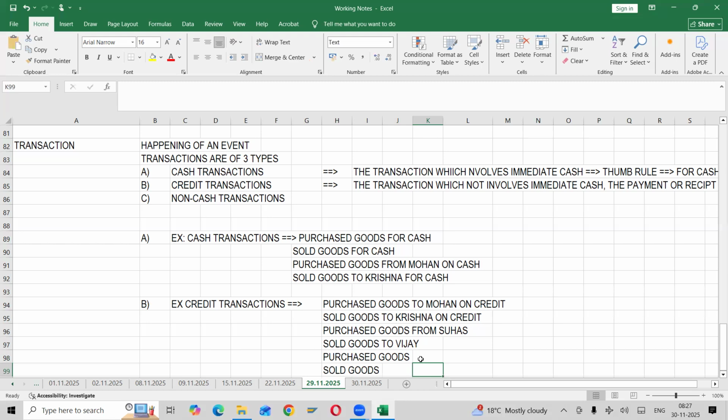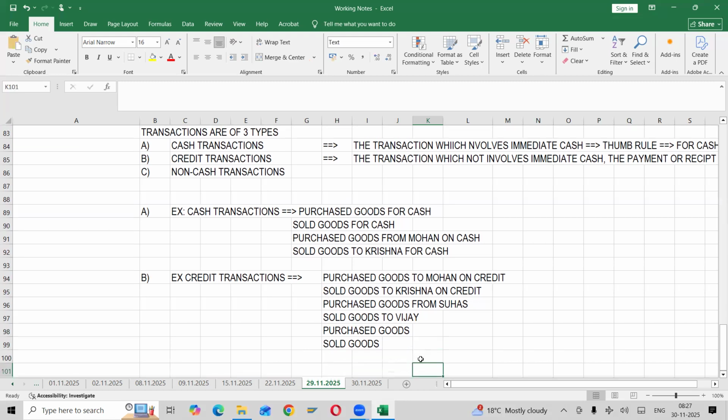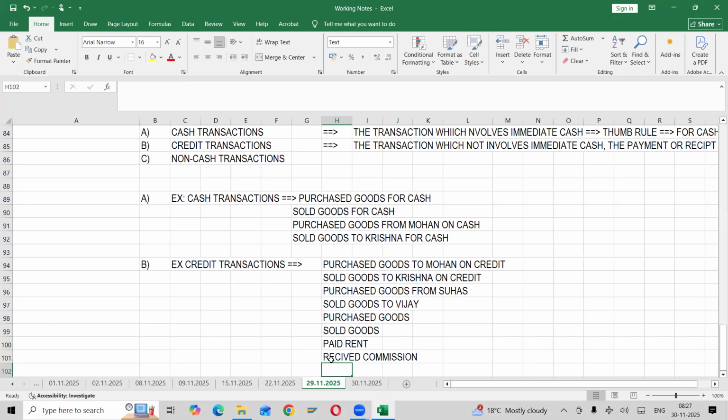Cash sales, cash transaction. That's it. Next one, paid rent. Cash transaction. Paid in the sense we will pay in cash only, right? Cash in the sense that could be cash or check or whatever it is, but we are paying. So that is nothing but cash. Received commission. Same, cash transaction.